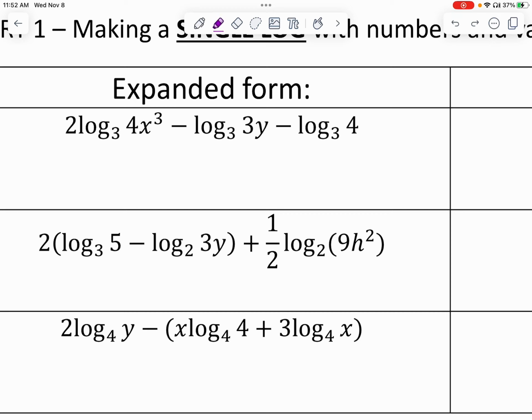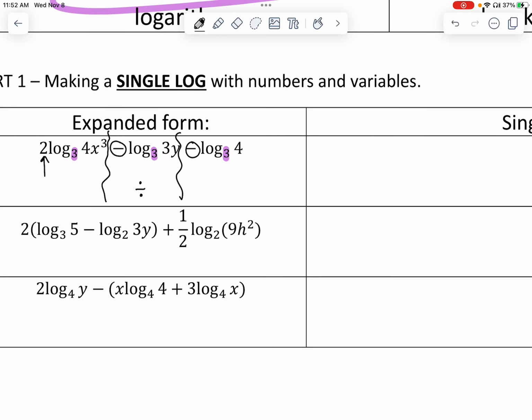So let's acknowledge same base. Next, I see a subtraction sign, so I will have some division happening. I see a number in the front. Separating these, there's a lot to take in. All right, so I am going to write my single log. Here it is. It's going to have a base of 3.